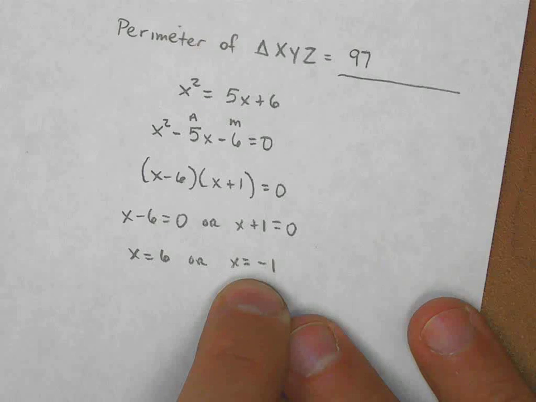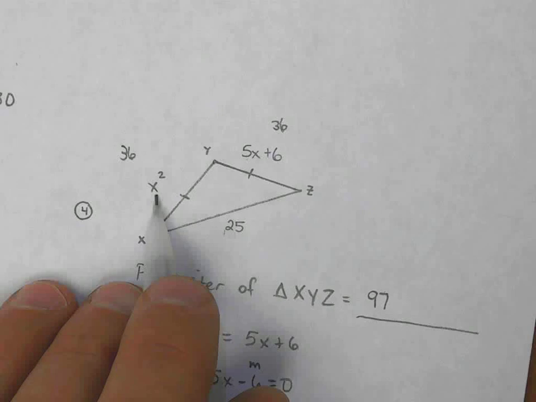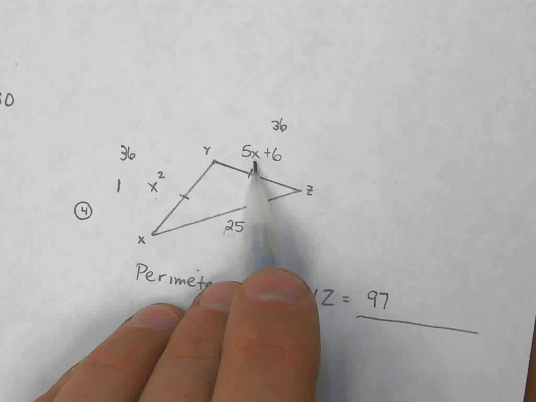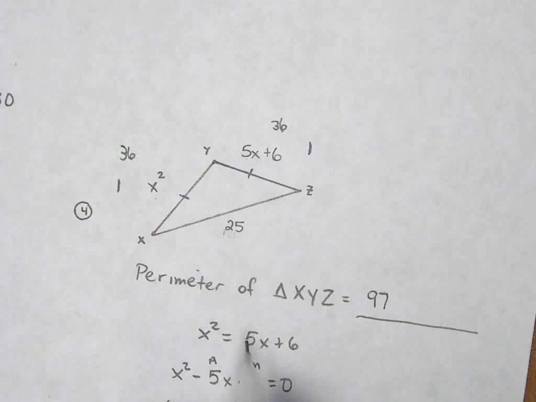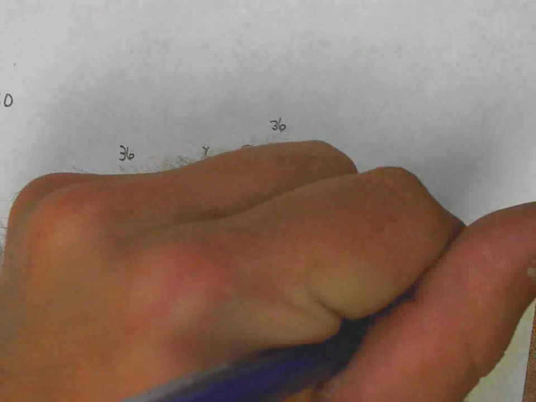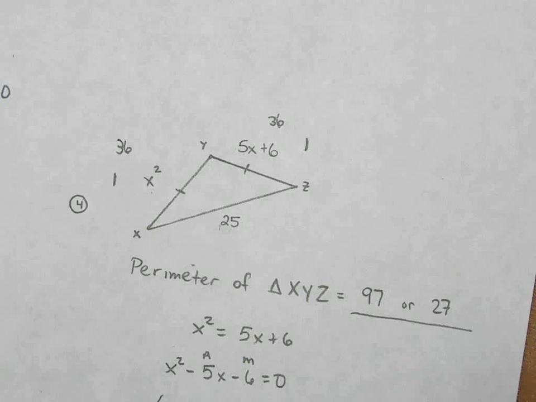What if x was negative 1? What happens there? Well, if x is negative 1, if I take negative 1 times itself, I get positive 1. If I take 5 times negative 1, that's negative 5, plus 6 gives me 1 again. Of course, they're the same length. So it could be that those are 1, 1, and 25, which gives me a perimeter of 27. And the issue is I really don't know which one it is. So I have two possible answers. The perimeter could be 97, or it could be 27.